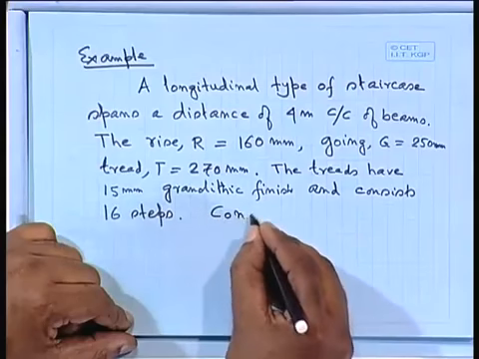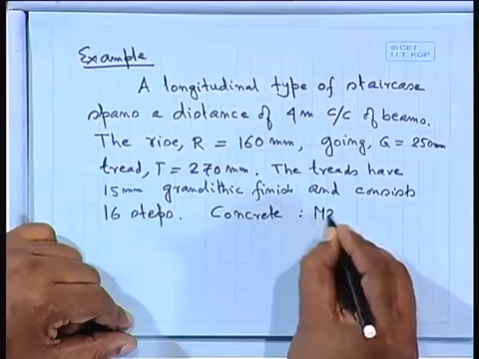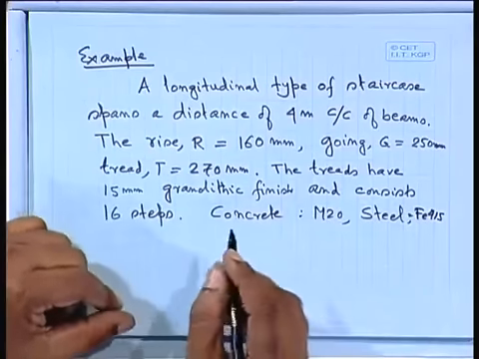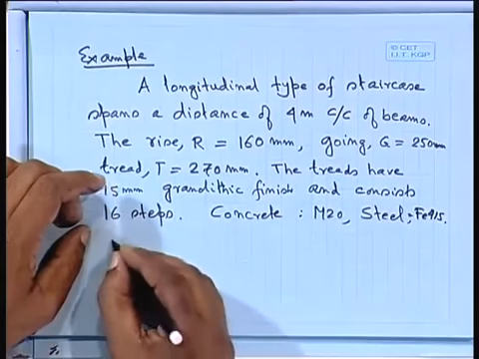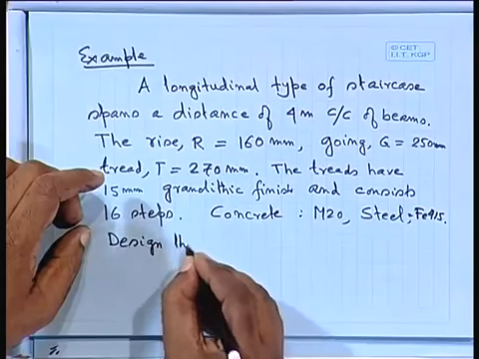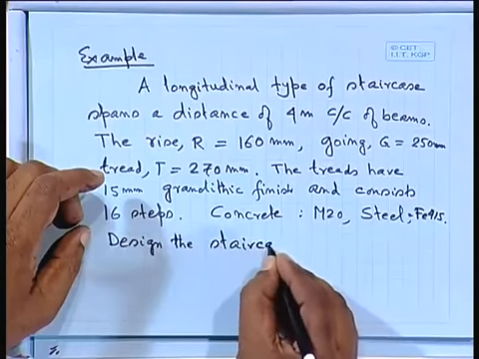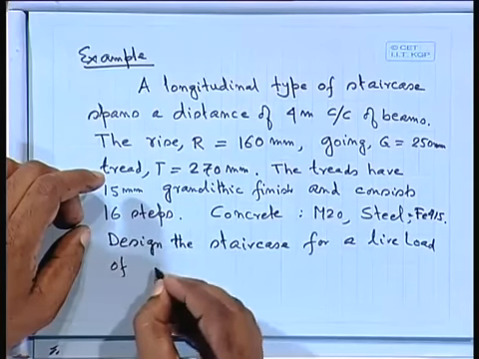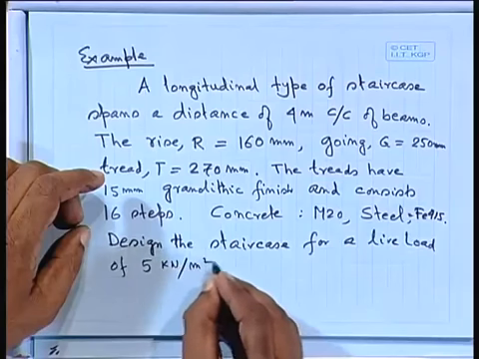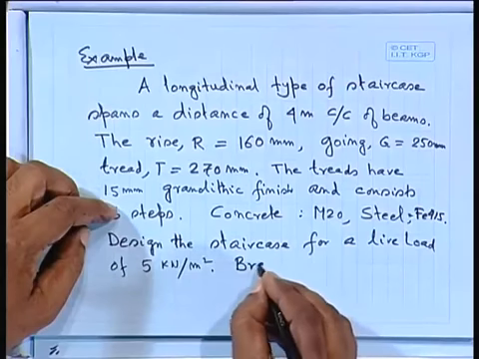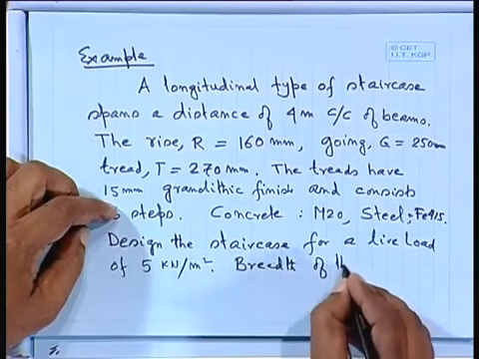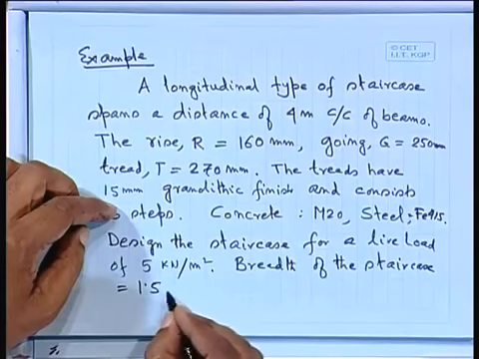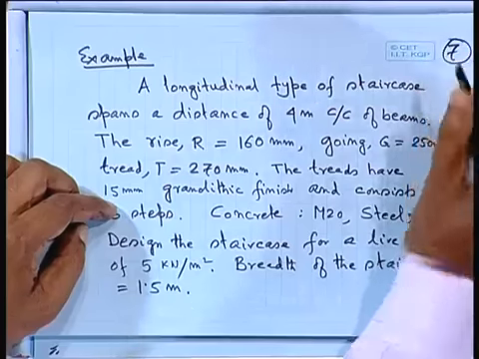So what about the concrete grade? M20, steel Fe415, design the staircase for a live load of 5 kilonewton per square meter, and breadth of the staircase equal to 1.5 meter. So we have all the details.